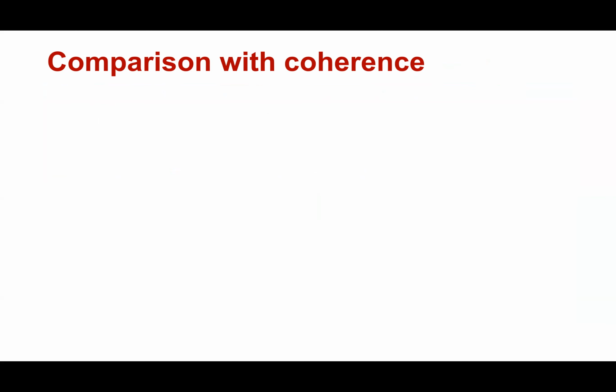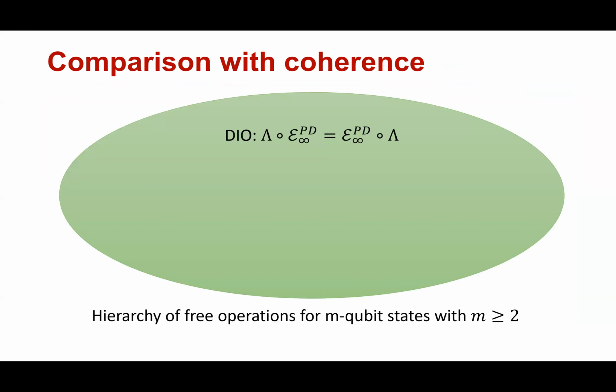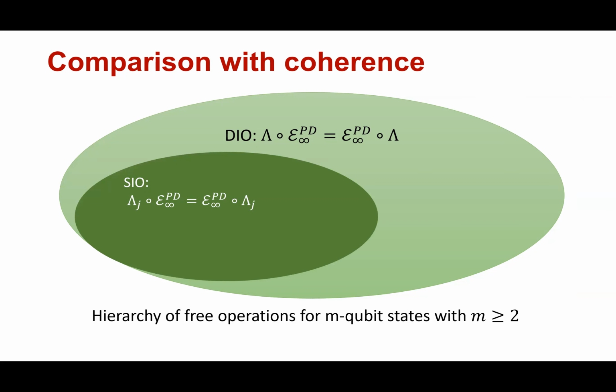Our free states are the same as in coherence theory, so we compare the free operations. Here, DIO means dephasing-invariant operation, which means the channel commutes with completely dephasing channels. And SIO in coherence theory means selectively commutative with completely dephasing channels.